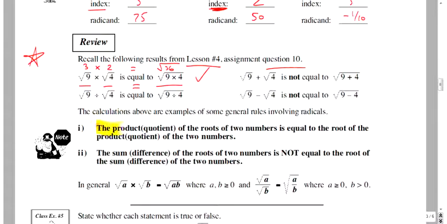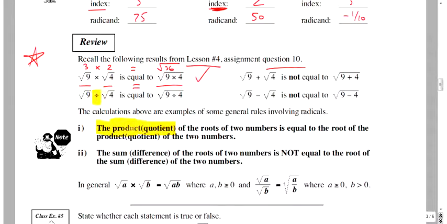The product or quotient, you know that word quotient? Someone asked me that yesterday. The answer to an addition question is called a sum. The answer to a subtraction question is called a difference. The answer to a multiplication question is called a product. A quotient is the answer to a division question. Okay? So here, this is a product. We don't have quotient.